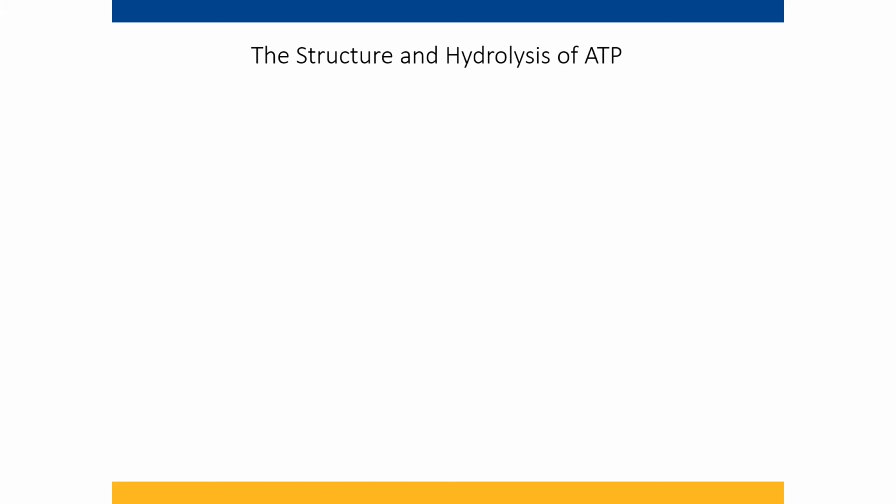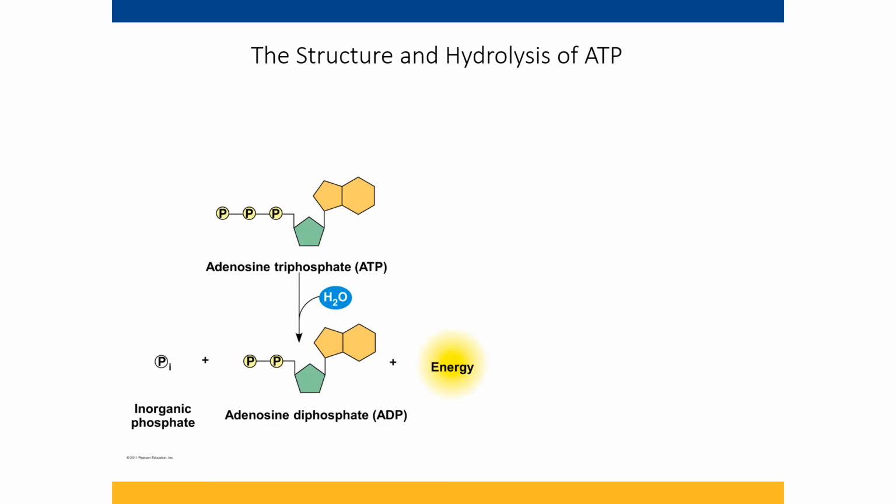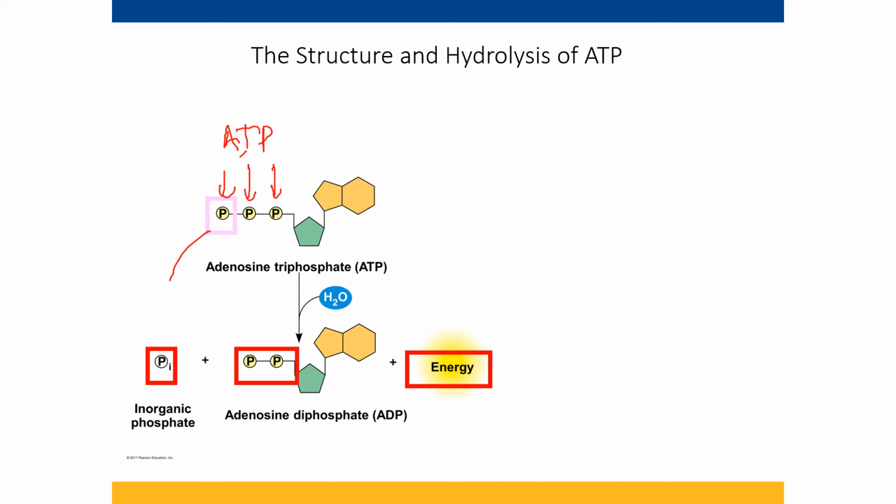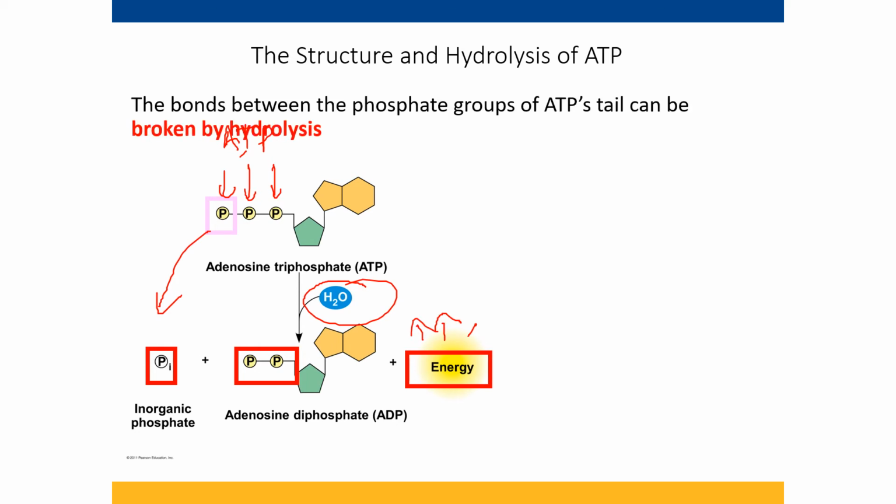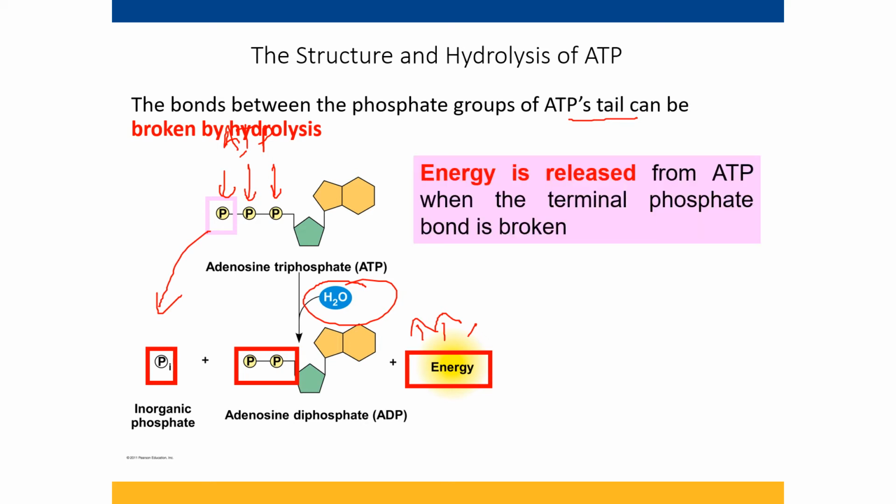So in this slide, I'm going to just quickly remind you what we talked about regarding the structure of ATP and the hydrolysis of ATP. Here you can see that the ATP has these phosphate groups. This is why it is adenosine triphosphate, and this tail is very important. Why? Because you can break the terminal group when you do hydrolysis and you can release energy. In the video lecture, I talk about how the ATP tail can be broken by hydrolysis and that energy is released from ATP.